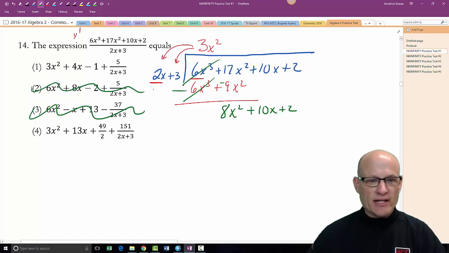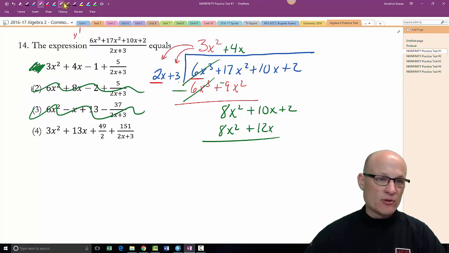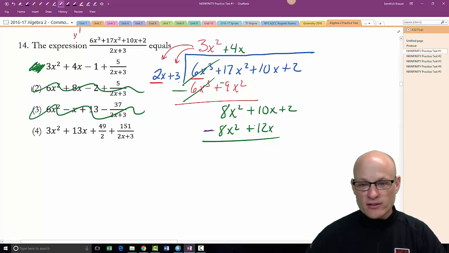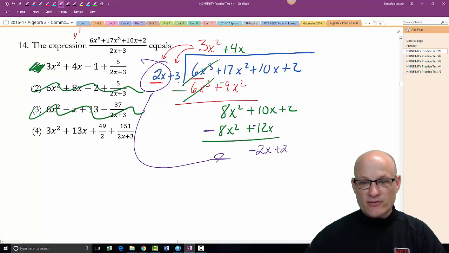That's good. So what am I going to have to do to 2x to make it 8x squared? I'm going to have to multiply by 4x. Well, now I already know this is my answer. At least it appears to be my answer. I'm still going to check my work, right? So we got 8x squared, and 4x times 3 is plus 12x. Don't forget, we're doing a little subtraction here. Subtract, subtract. I get negative 2x plus 2. So how can I make positive 2 into a negative 2?